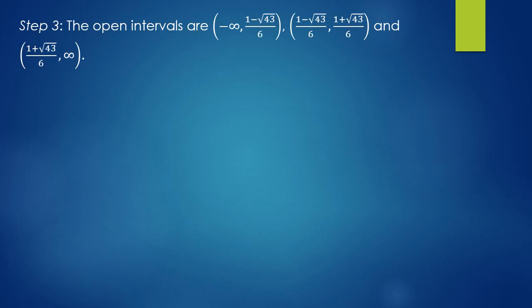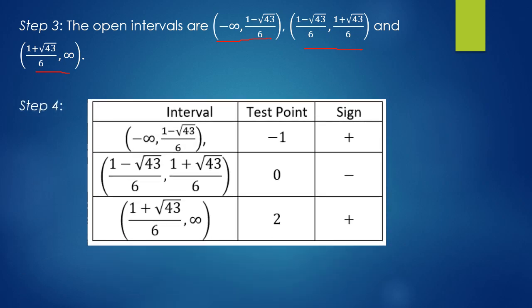Okay, so again, the guide here will tell us which one is lesser. So the lesser number, of course, is 1 minus square root of 43 over 6. And then the bigger number is 1 plus square root of 43 over 6. So just like the second example, we have here three intervals. So we have this, second interval, and then third interval. Okay, we now go to the fourth step, which is the first derivative test.